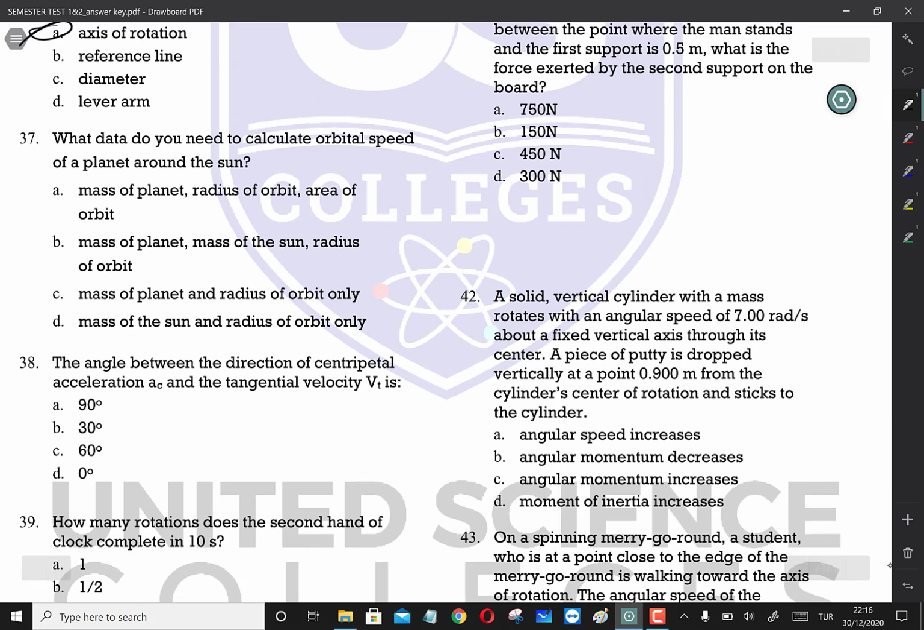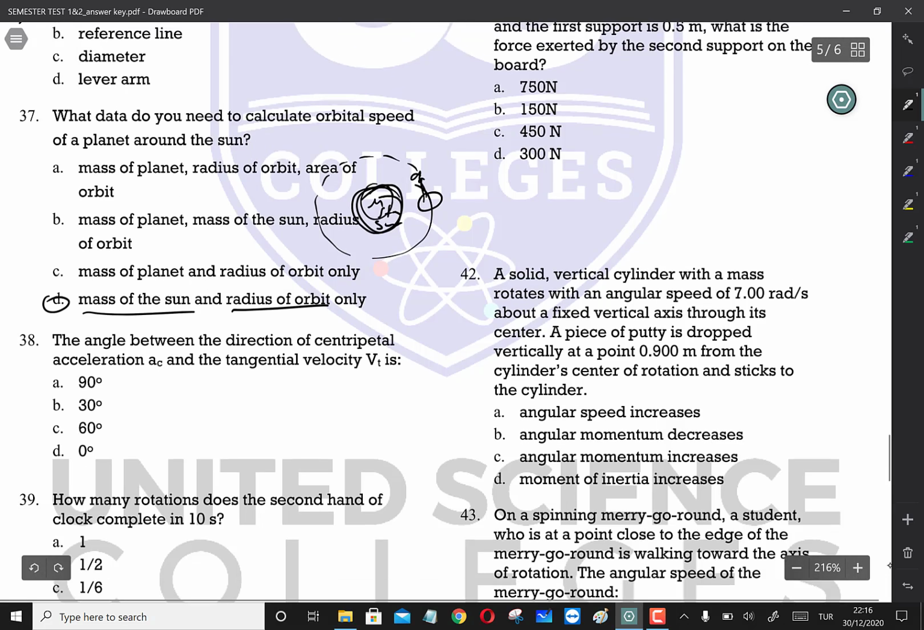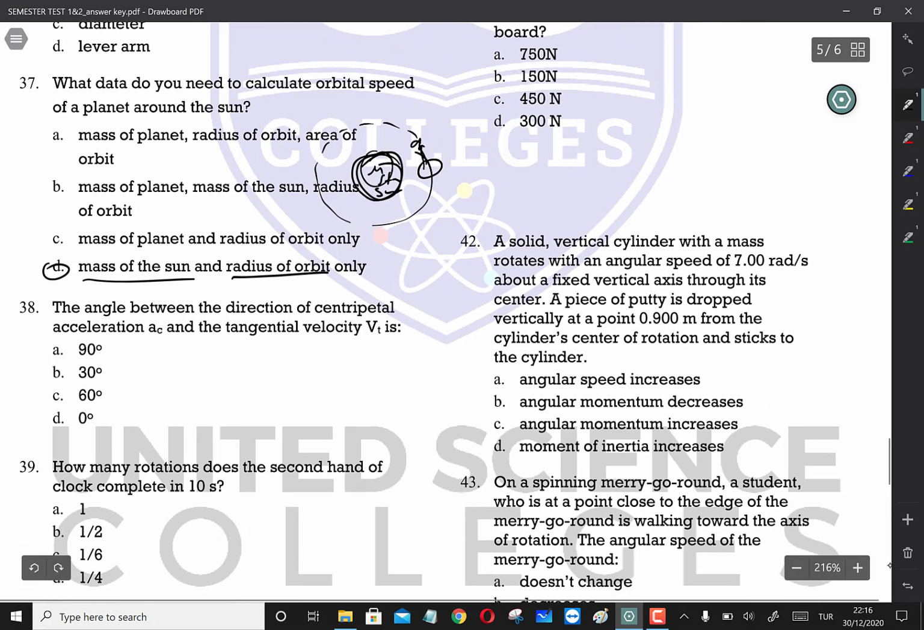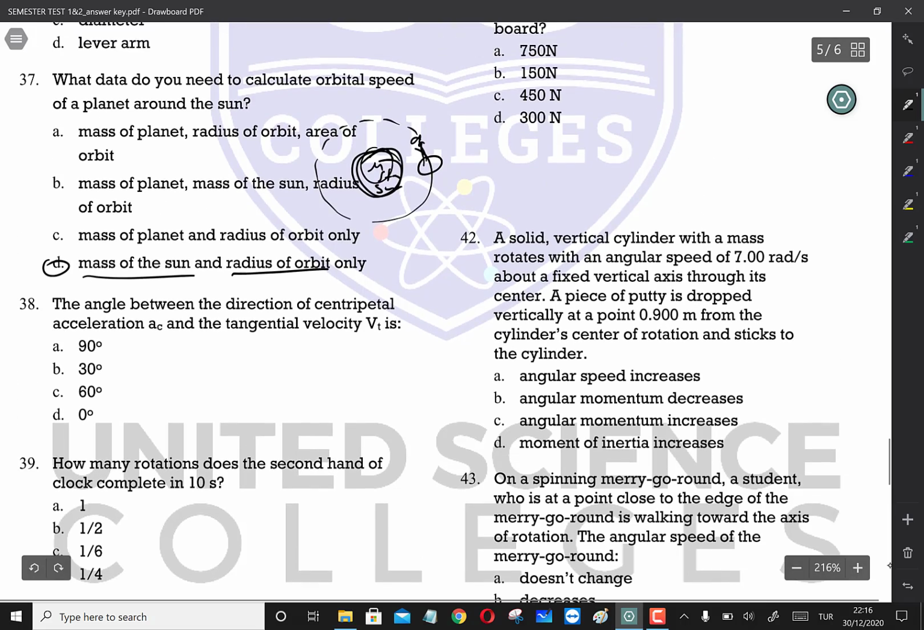What data do you need to calculate the orbital speed of a planet around the sun? You always need the mass of the object in the center. The planet revolves around the star, which is the sun. You don't need the mass of the revolving object. You need the mass of the object in the center, which is the mass of the sun, and the radius of the orbit only. Also, there's a proof about this in the book.